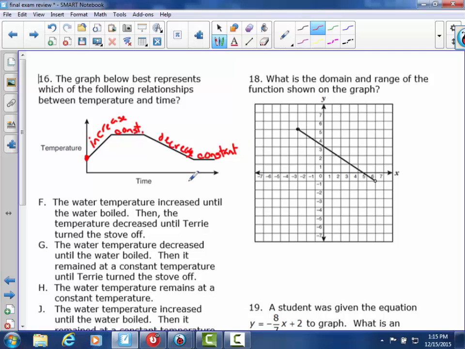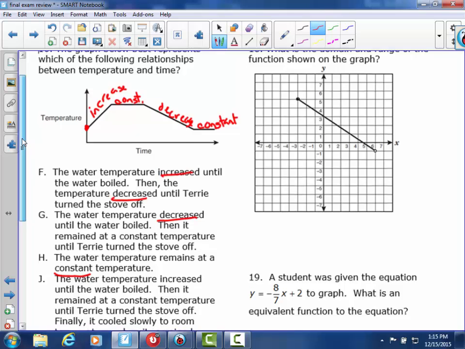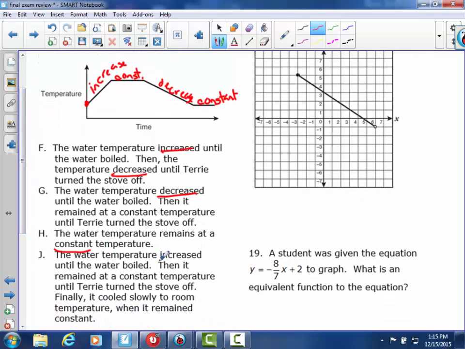Okay, so we look at our choices. We increase, decrease. That's not enough. We decrease first. Oops, that doesn't match. Okay, it remains at a constant temperature the whole time? What? No, I don't think so. We saw it moving. Okay, so then we have increased, constant, then it cooled slowly, so that's going to be our decrease, right? And then constant. So J is the best fit.